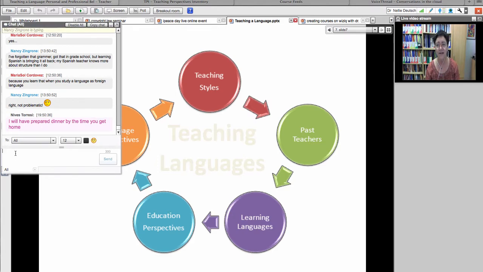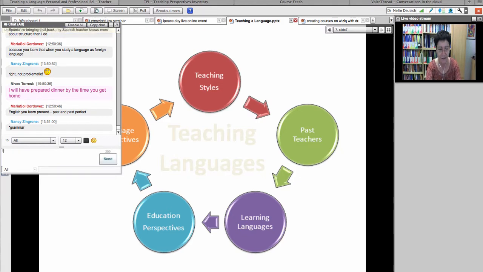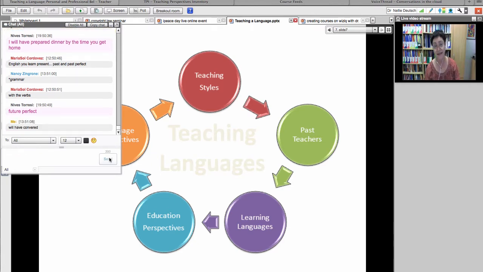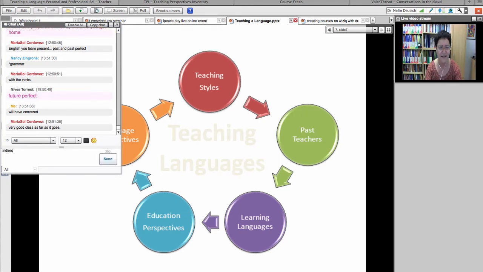So that's how, Nancy, there's a different grammar for teaching English to speakers of other languages. The main focus was on tenses, like everything was about tenses. Now it's ridiculous. We know that it's not important. But in those days, yeah, future perfect. Well, by the end of the lesson, we will have covered. That's the future. So by the end of the lesson, I could have said at the beginning, we will have covered teaching styles, past teachers, learning languages, education perspectives, and language perspectives. That's the future perfect. Ridiculous, right? And then you learn things like indirect speech. Indirect and direct, all kinds of things that I had no idea about.